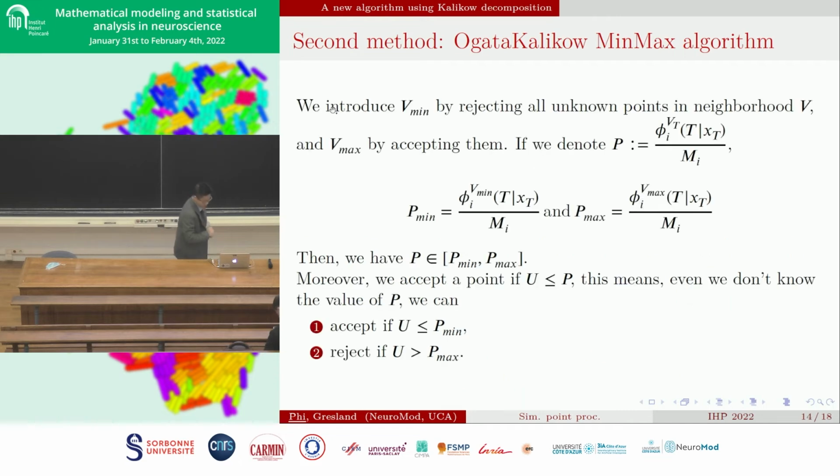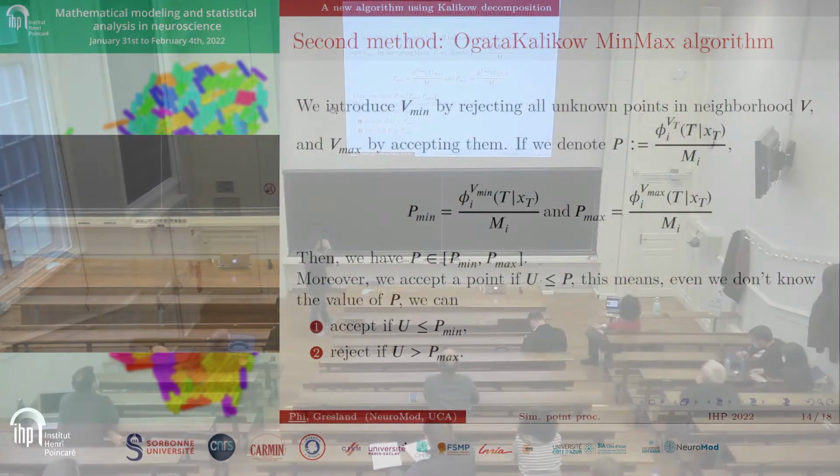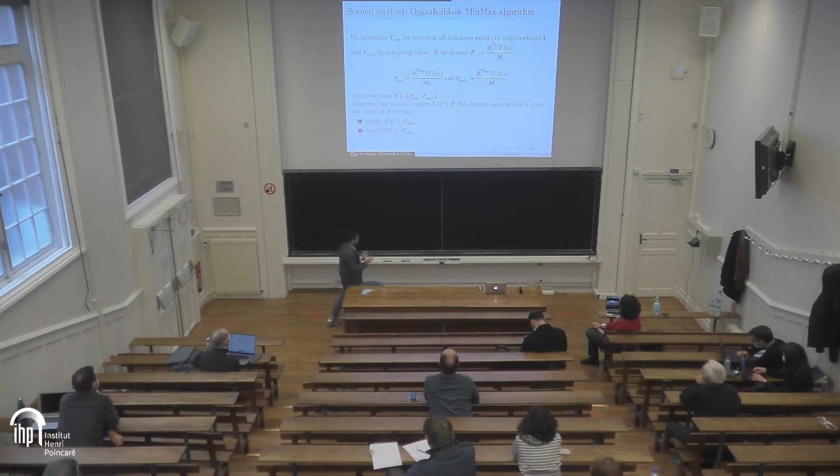And so you also know from the thinning algorithm, the Ogata algorithm, that you will accept a point if you draw a uniform random variable u that is less than p. This means that even if you don't know the precise value of p, you still can decide to accept or reject. If u is less than p-min, you will accept, and if u is greater than p-max, you will decide to reject it.